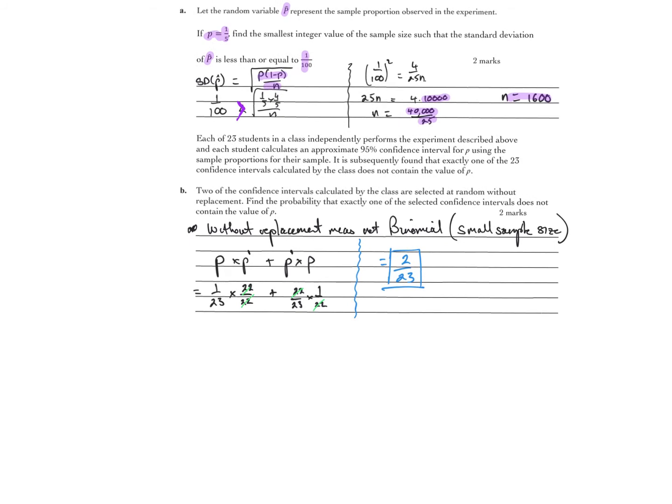Part B, 23 students. We're actually in a class of 23 students. They all performed the experiment, and we found that one of the 23 does not contain the value of P.